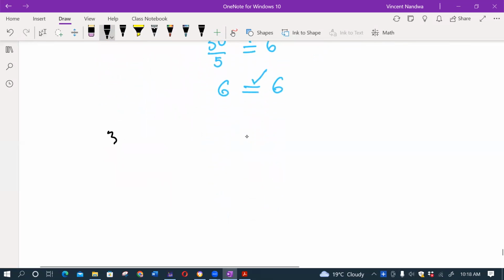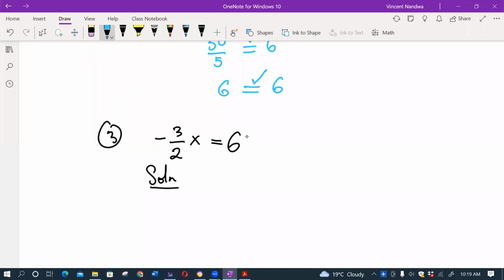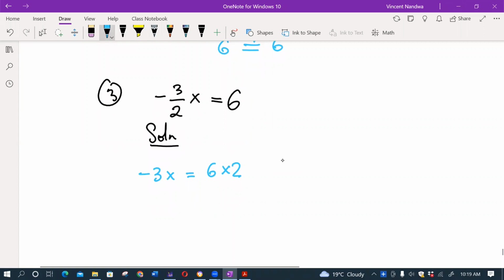Number 3, minus 3 over 2 x equals 6. So the first thing, to solve this, multiply both sides by 2. So I'll have minus 3x equals 6 times 2, which will give us minus 3x equals 12, which implies x will be 12 divided by minus 3, which is minus 4.